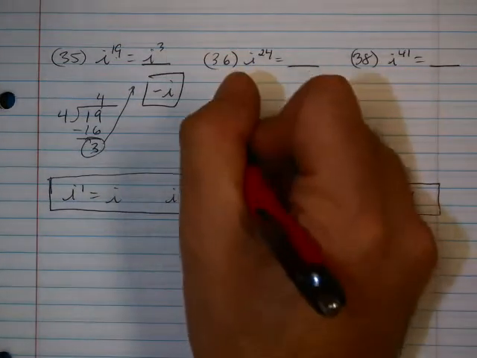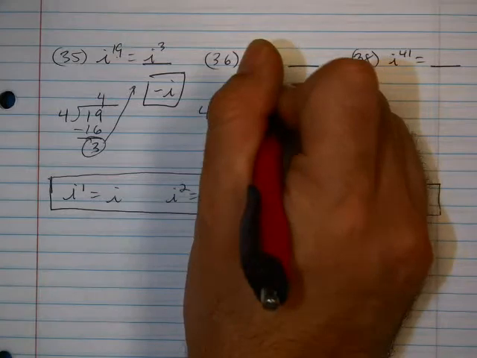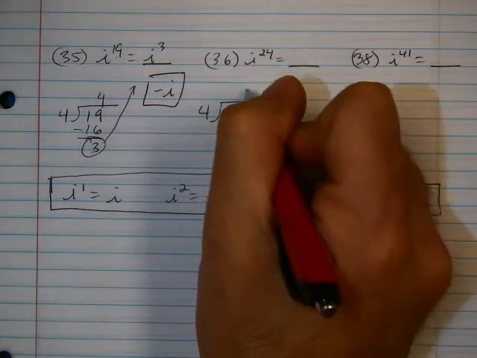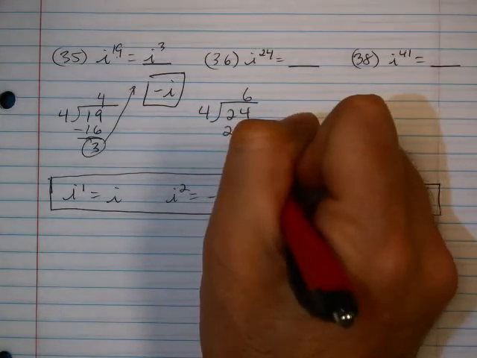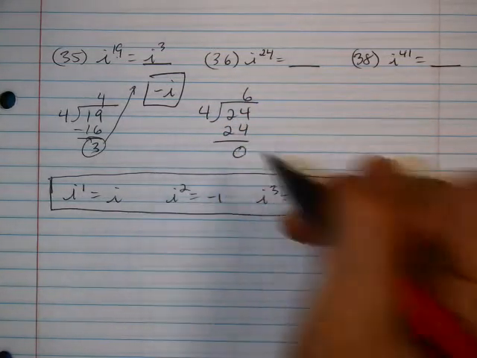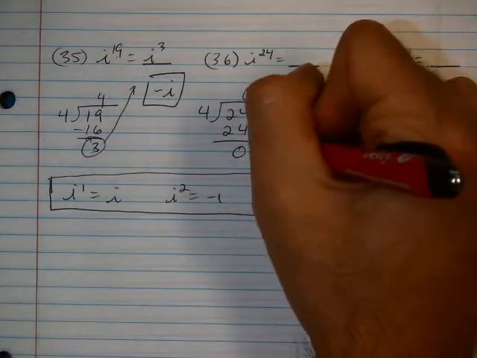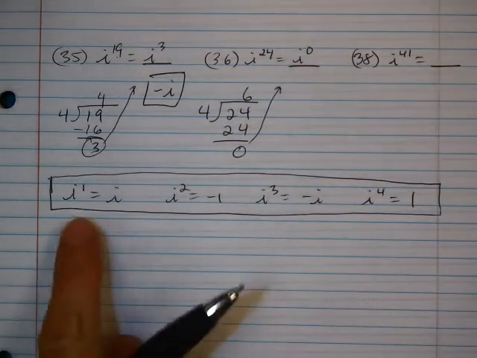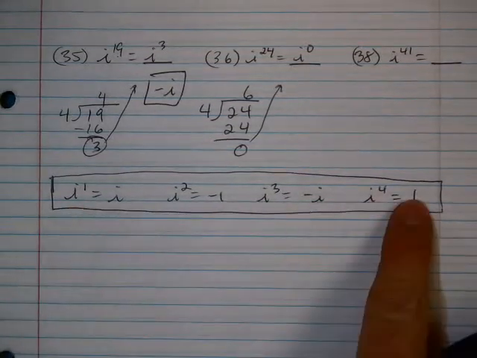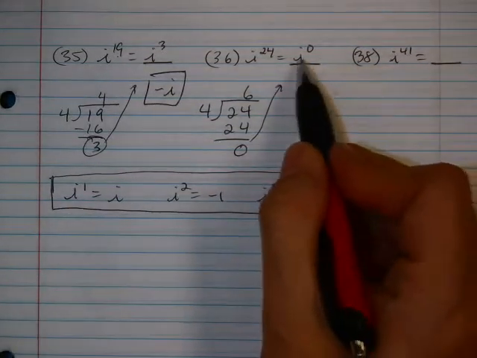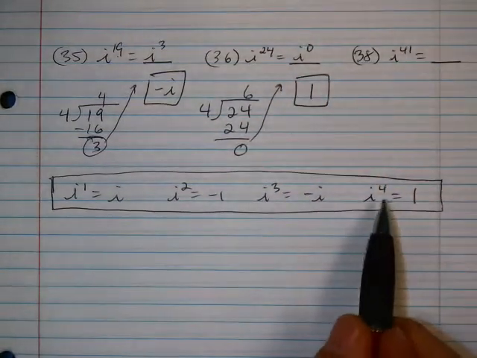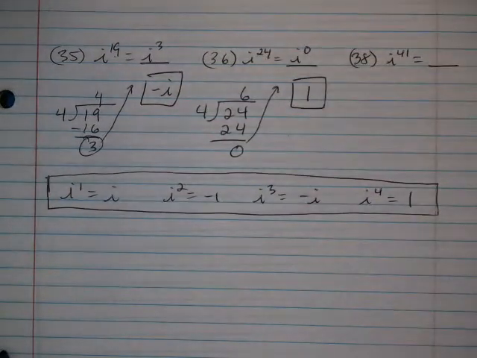Same thing here. I'm going to take 4 in the pattern, dividing into 24. 4 divides into 24 6 times, 24. I got no remainder, which means my new exponent is i to the 0. And notice I don't have any i to the 0 here, but remember your exponent rules. Anything to the 0 power is just 1. So that's actually going to be the same as this i to the 4th.